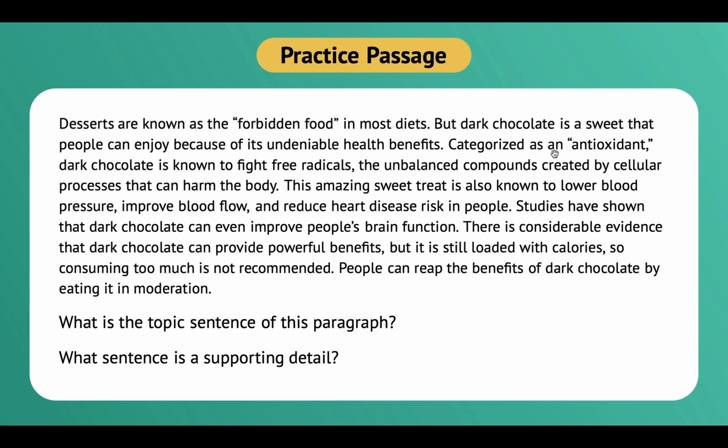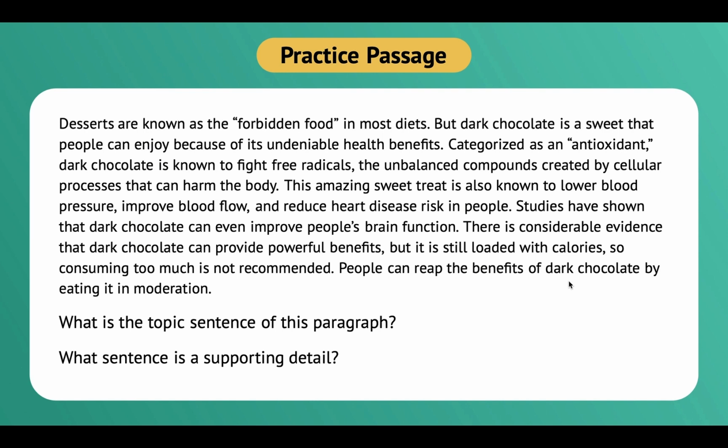Let's consider what the topic is in general. What word do you see repeated in this passage? It won't be hard for you to find. The answer is dark chocolate. Dark chocolate is repeated 1, 2, 3, 4, 5 times. This means that it's very significant to this passage.